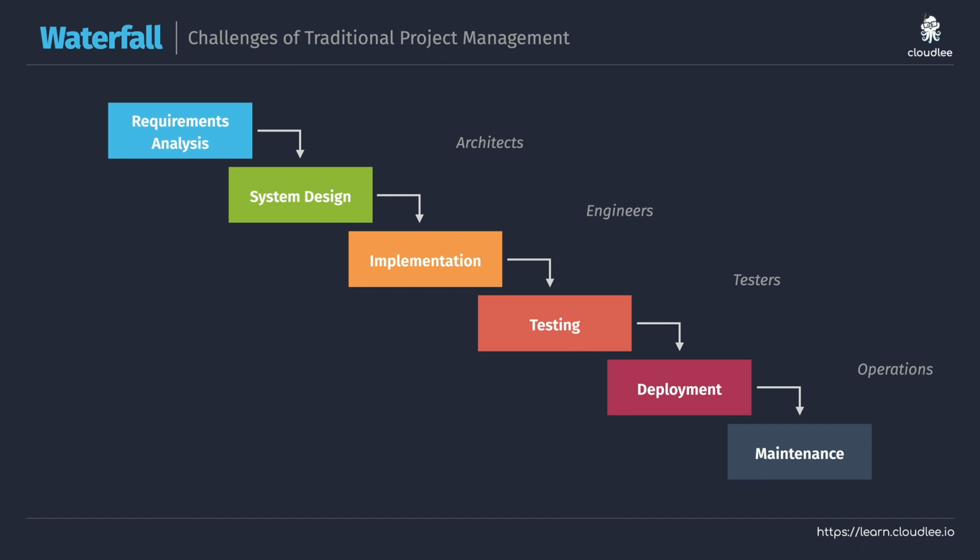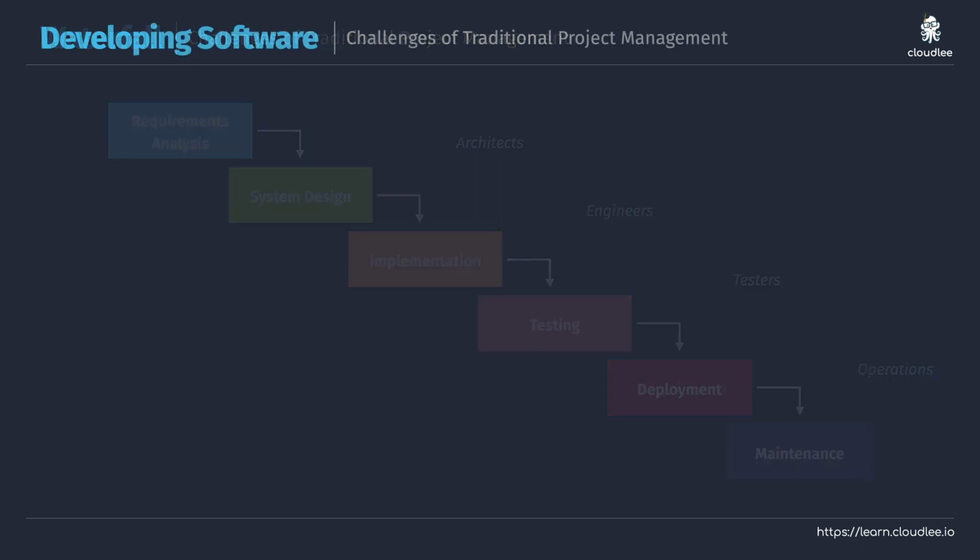So if this is the waterfall model that we started to use back in the 70s and 80s, and in fact it went on to be used for many different years, what did it actually look like when we were building software? What sort of challenges did we actually face? Well, let's have a look by walking through a scenario.